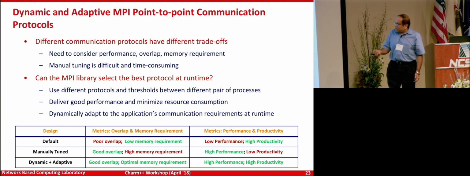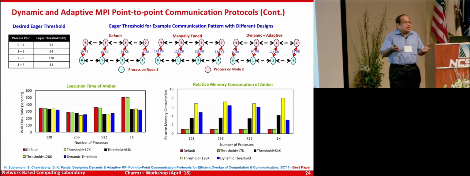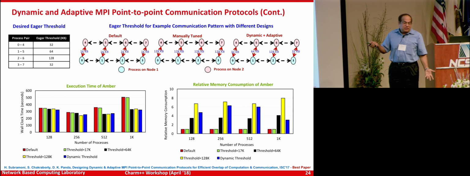Let me illustrate this. For example, let us say these are very simple 8 processes. The eager threshold is, say, for process 0 to 4, trying to communicate with 32 kilobytes, that is optimal. Let us say between processes 0 and 4 it is 32, 1 and 5 is 64, 2 and 6 is 128, 3 and 7 is 32, a hypothetical scenario like this. It happens in many applications that different processes communicate with different message sizes. So what can happen, with the default, as I said, all are 16 kilobytes. I get a good memory footprint, but my performance is not good because these messages are exceeding that threshold.